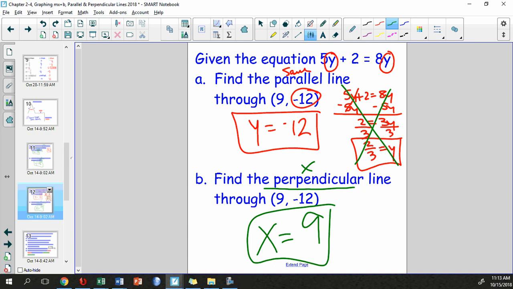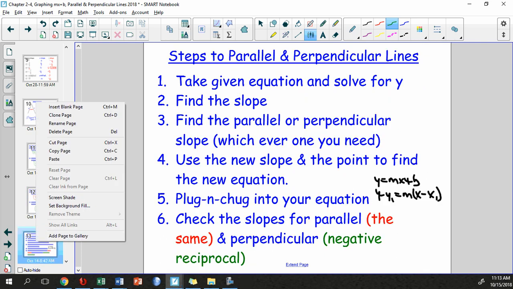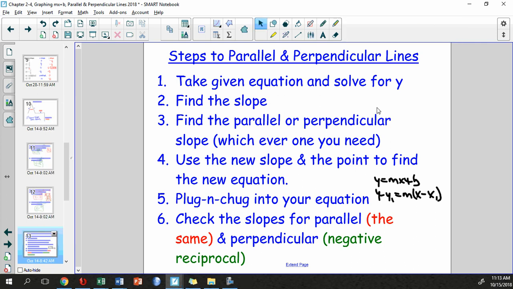Now let's go one more step. Okay? What happens whenever I have both letters in the problem? Okay? So step 1, you're going to take the given equation and solve it for y. Then you're going to find the slope. And then you're going to find out if you want the parallel or perpendicular slope, whatever the problem asks for. If it asks for the parallel slope, then that means I want the same slope. If it asks for the perpendicular slope, then that means I want the opposite reciprocal, right?